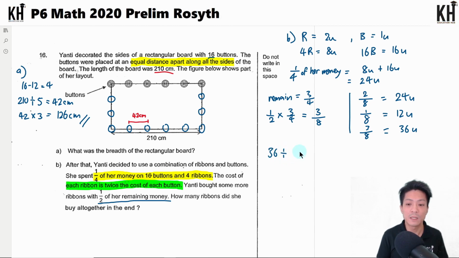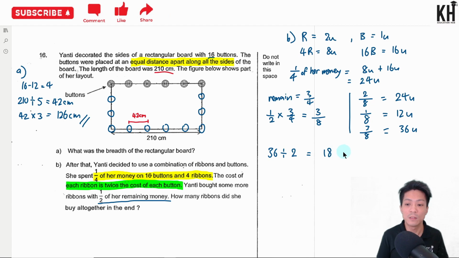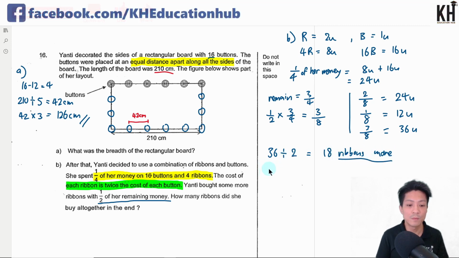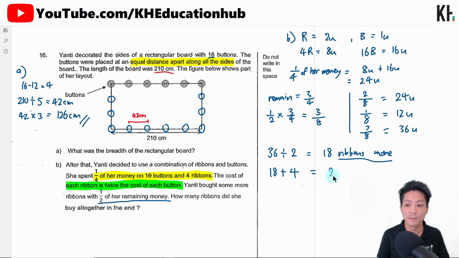36 divided by, okay, the cost of each ribbon is 2 units, right? It will be 18 ribbons. Okay, so how many ribbons did she buy altogether? 18 plus the 4 ribbons, right? Okay, it will be 22.